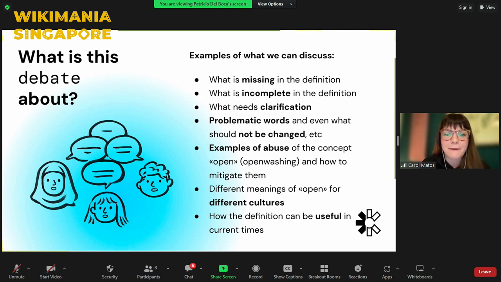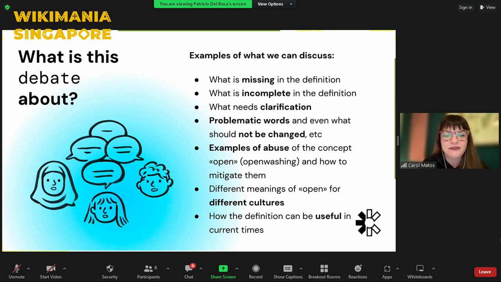So we talk a lot about open today. In the world, for example, there is open AI, there's open banking, there's open relationships, there's lots of open things, but let's keep the focus on open data and open content, as Patricio explained at the beginning.